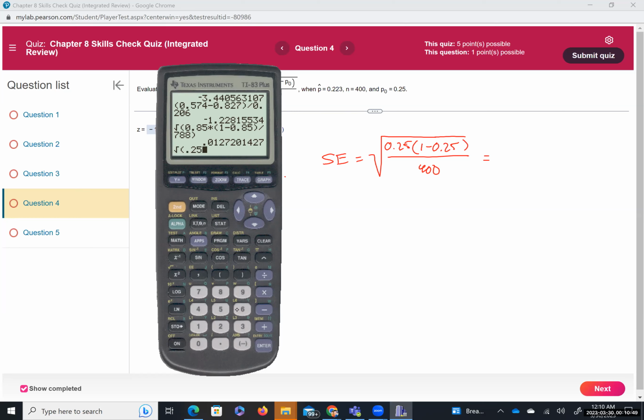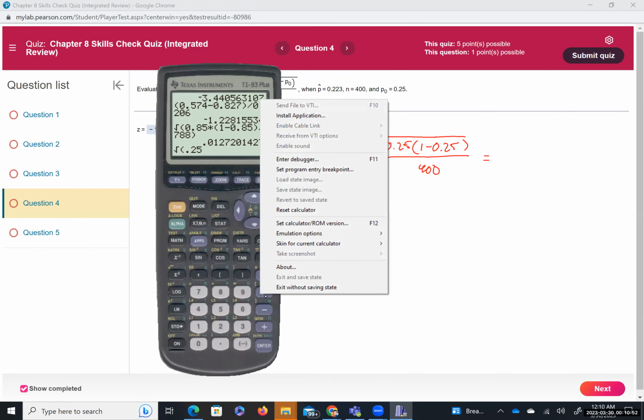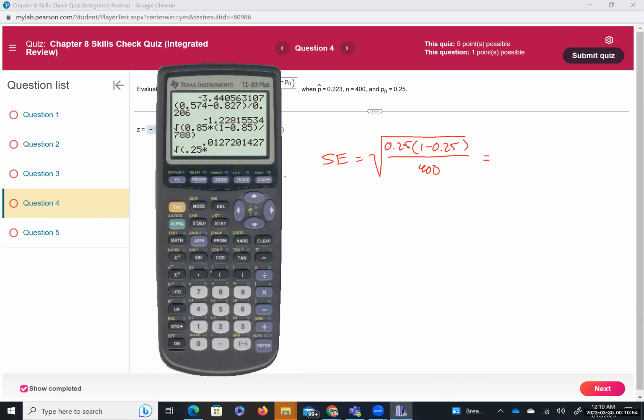0.25 multiplied by, can I see, 1 minus 0.25. If you want, even using 0.75, that's fine. Okay, divided by 400. Enter that, and you will have some number.